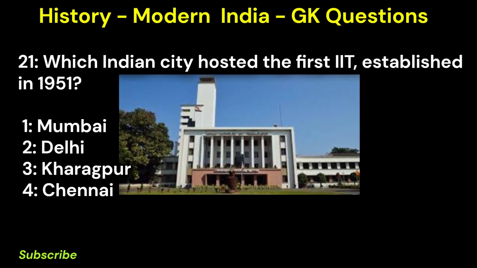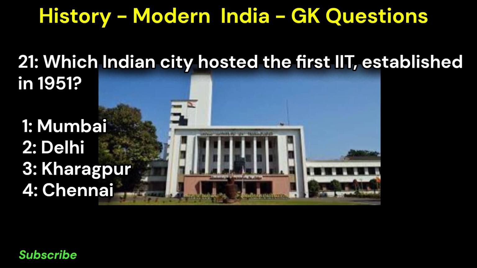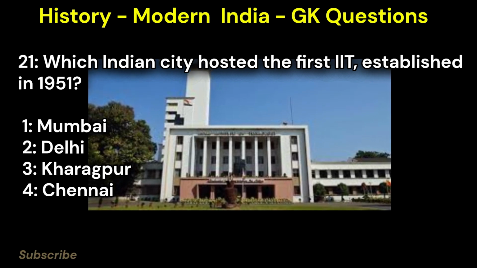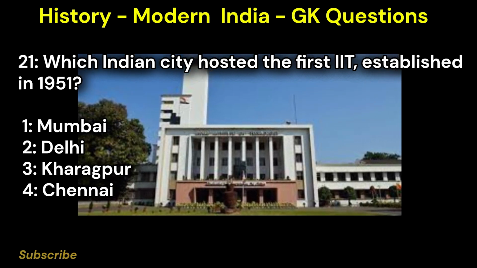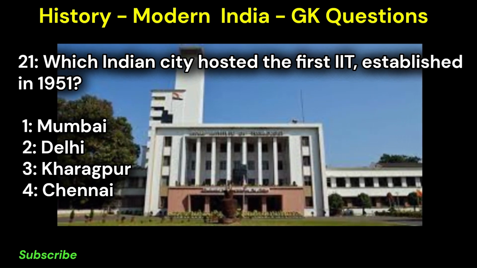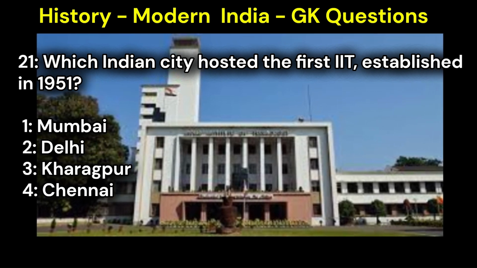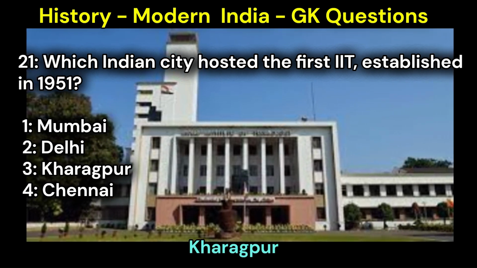Question number 21. Which Indian city hosted the first IIT, established in 1951? The options are: Option 1, Mumbai. Option 2, Delhi. Option 3, Kharagpur. Option 4, Chennai. The correct answer is Kharagpur.